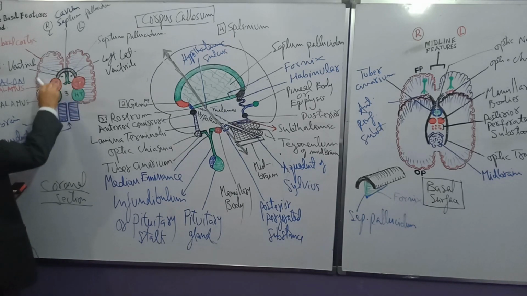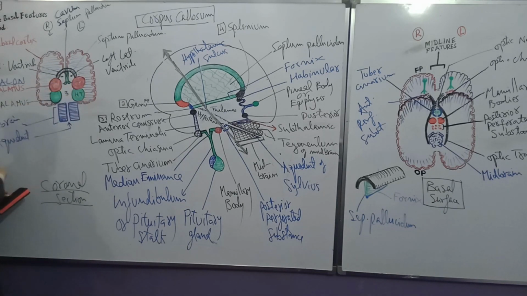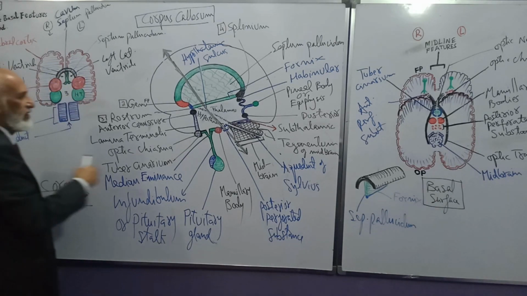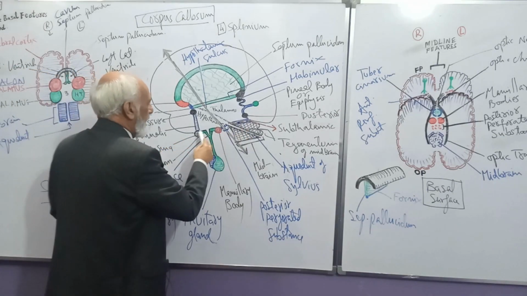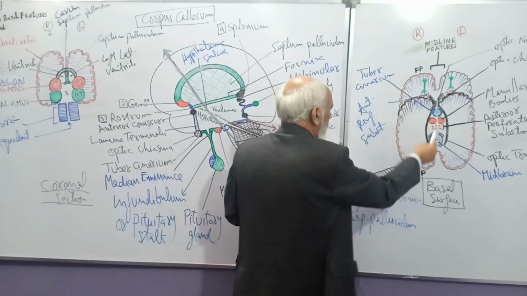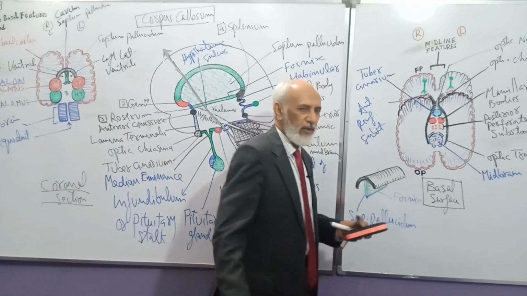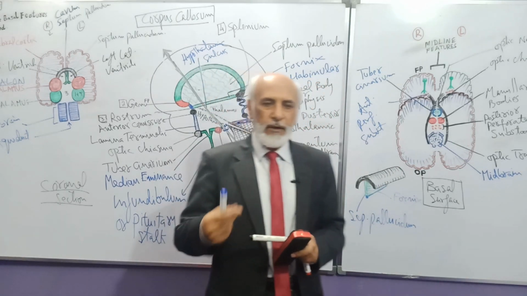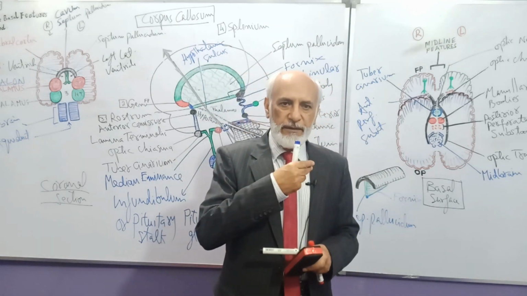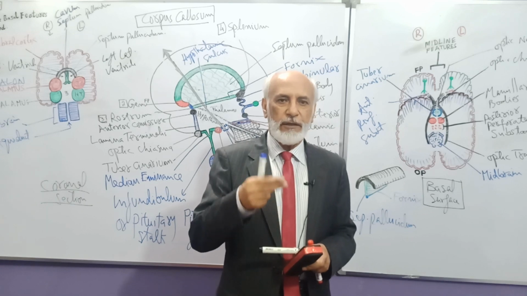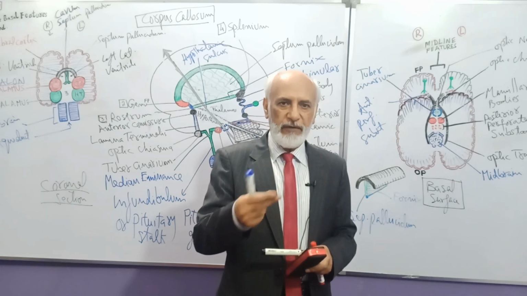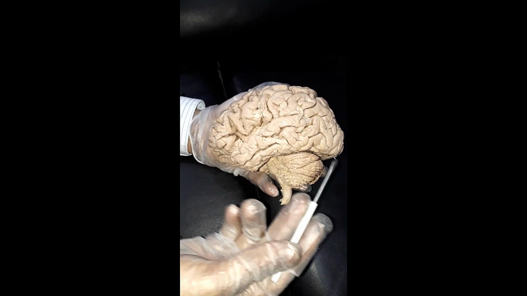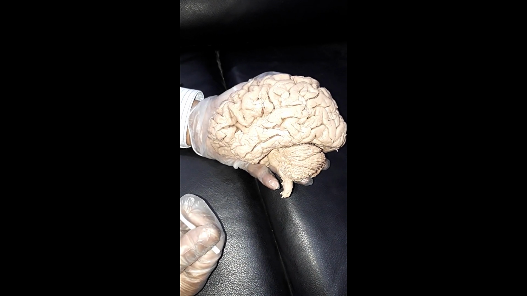Then embedded in the white matter are the right and left diencephalon, and various structures seen in the midline on the basal surface of the right and left cerebral hemisphere. So now I will show these structures on the human brain, which is very important. Now this is a human brain specimen.